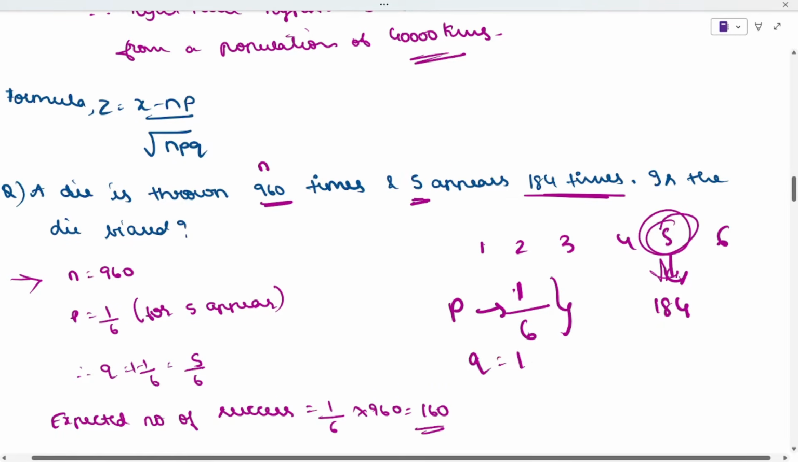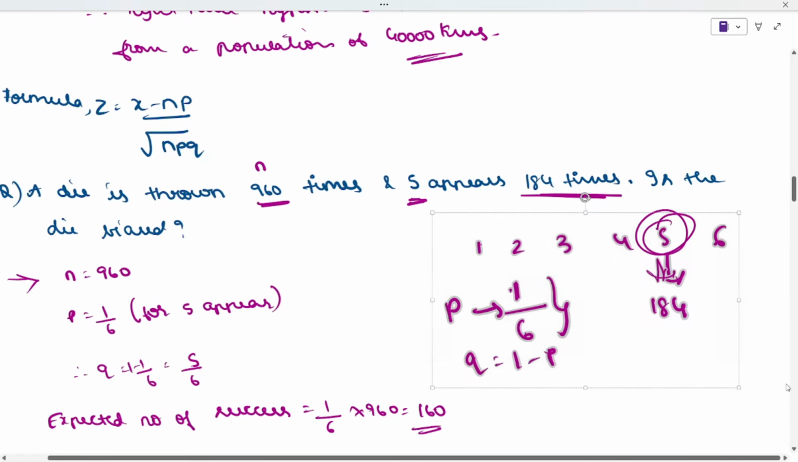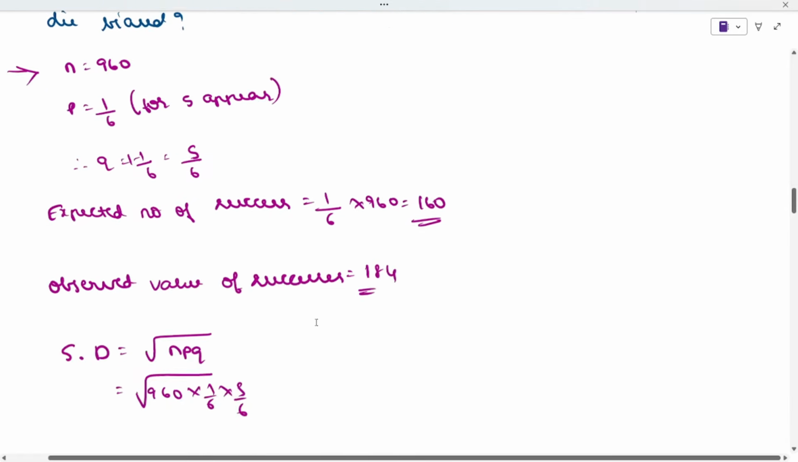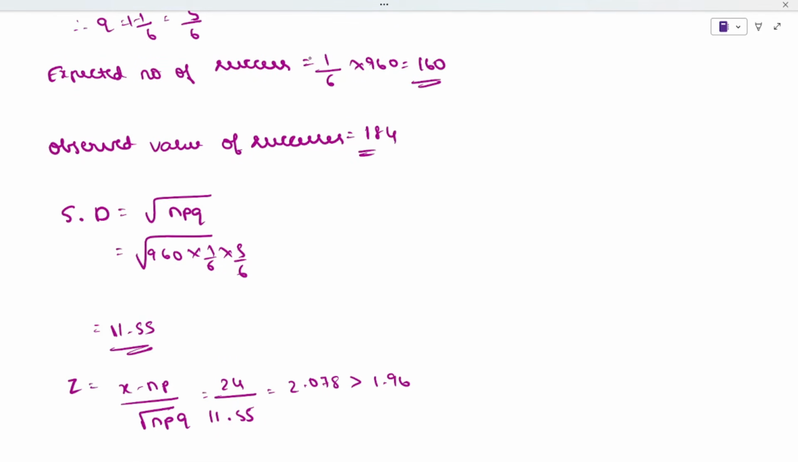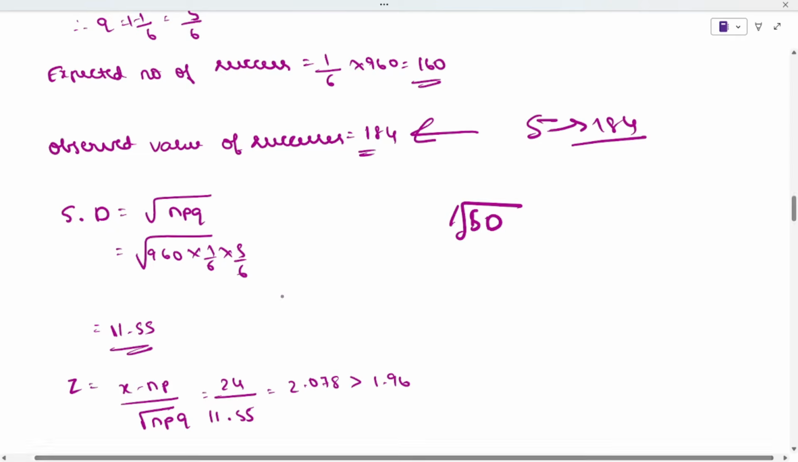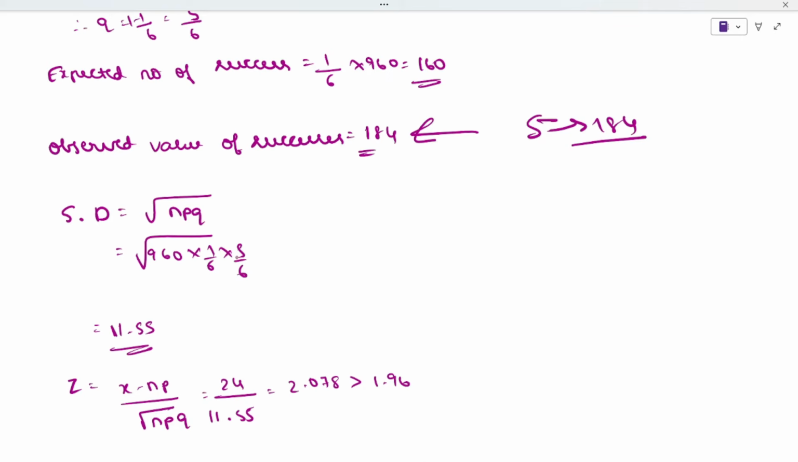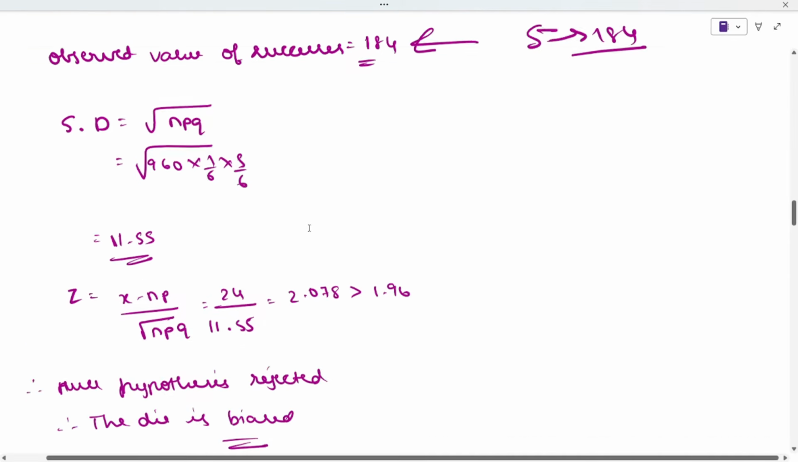What is q? 1 minus p. It is 5 by 6. 1 minus 1 by 6 you will get 5 by 6. I hope you got this. Now again you will take the expected number, that is 1 by 6 into n, that is p into n. What will you get? 160. Observed is what? The observed value for 5 is what? 184, they had given. Now you will take it as observed 5. Now SD is what? Standard deviation is root npq. All three values you know, just substitute 960, 1 by 6 into 5 by 6. Okay, you will get it as 11.55.